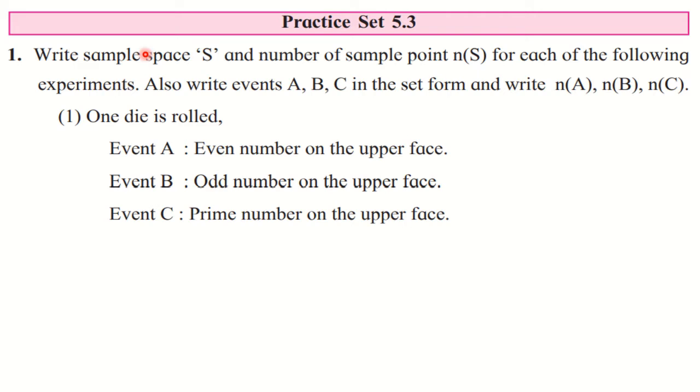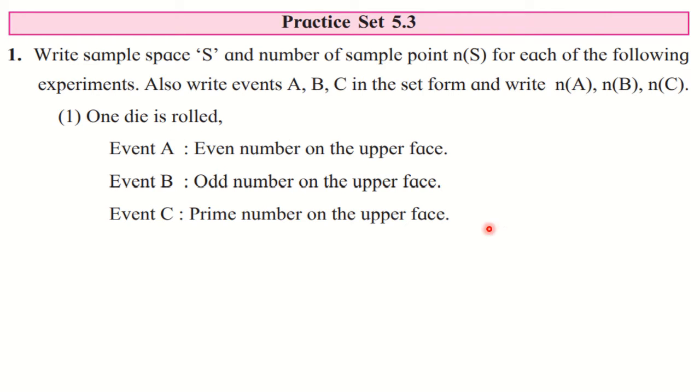Question number 1, write sample space S, the number of sample points N for each of the following experiments. Also write events A, B, C in the set form and write N(A), N(B), N(C). So here we are provided with the experiments and some events. For that purpose we have to write down sample space S, number of sample points and the events according to the given conditions. Okay, so first question here is one die is rolled.